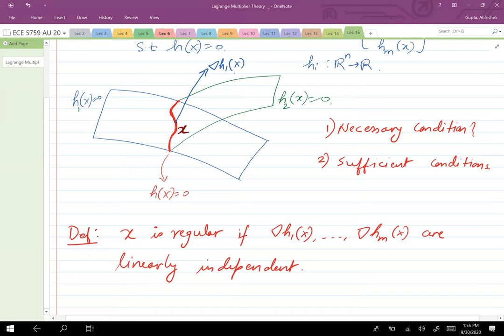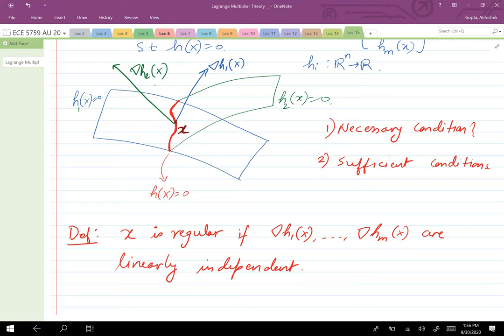Okay, so what about the gradient of h2(x)? The gradient of h2(x) will be the outward normal of this particular surface h2(x). So that's this. This is the gradient of h2(x). Do you think these two vectors are linearly independent? Yes, they are linearly independent. Why would you say that? Because if they were linearly dependent, they would have been parallel to each other. Correct. Great.